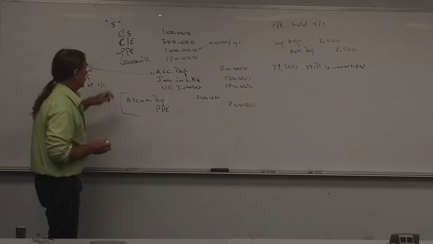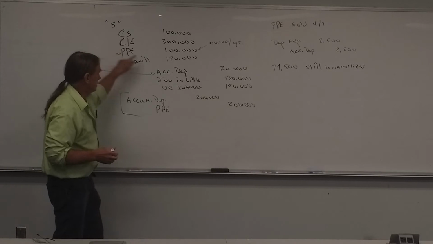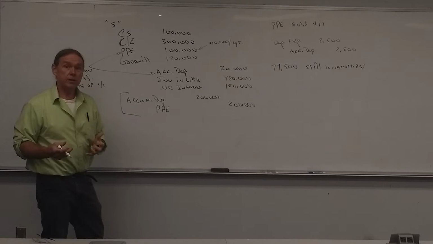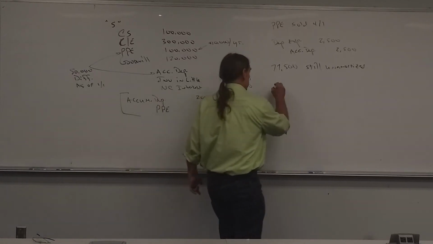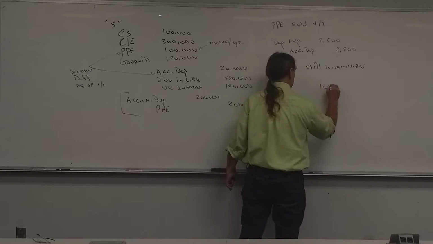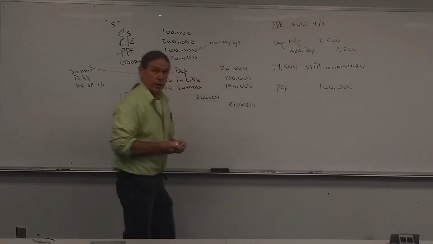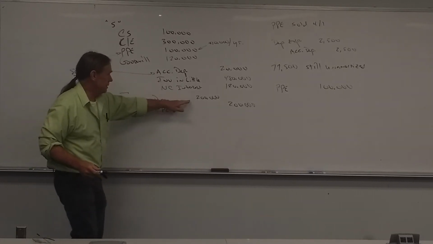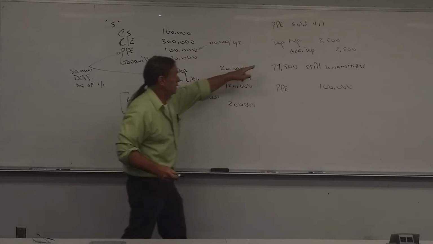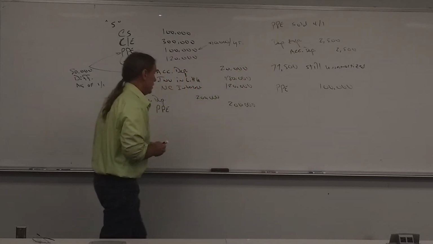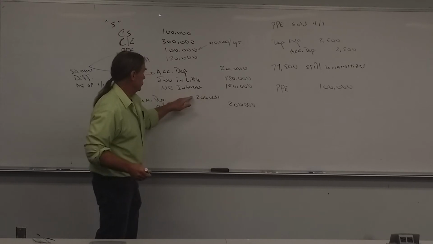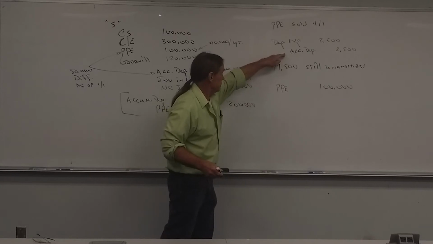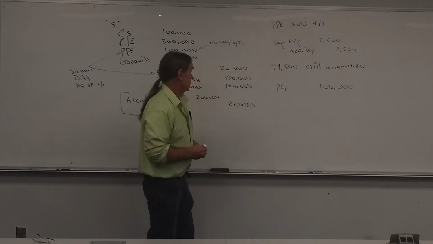So let's just look at them one by one. Property, plant, equipment: $100,000 debit, $200,000 credit. So we created a $100,000 net credit. We have to eliminate that by debiting property, plant, equipment. Likewise with accumulated depreciation. We credited it for 20, we debited it for 200, and then we credited it again for 2,500. So $200,000 debit, minus 20 is 180, minus 2,500 is 177.5.